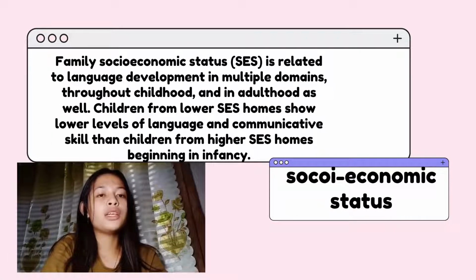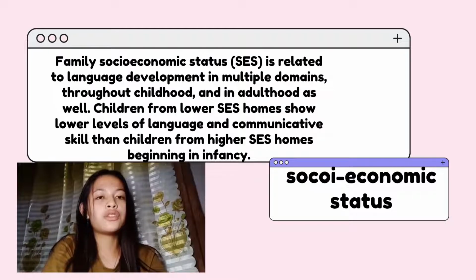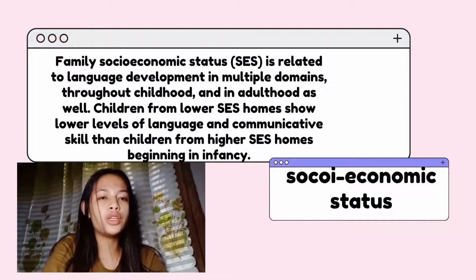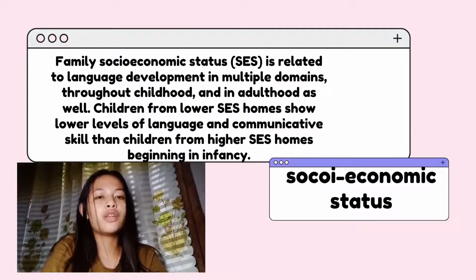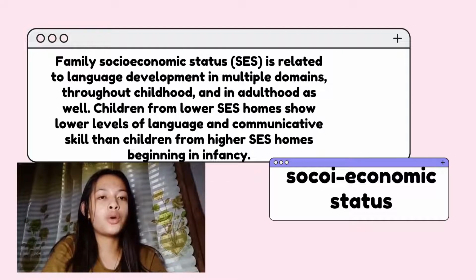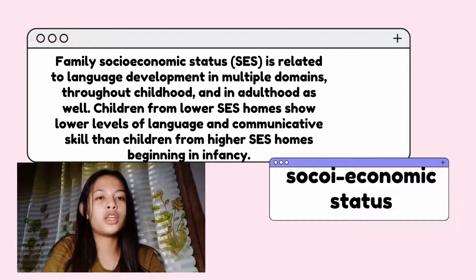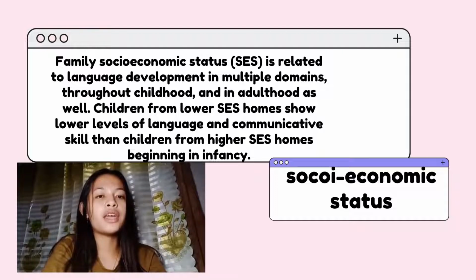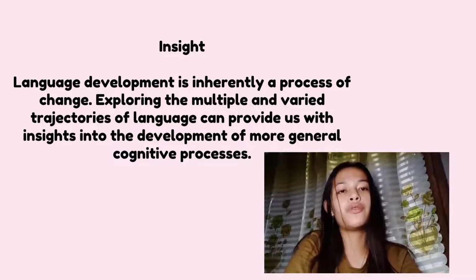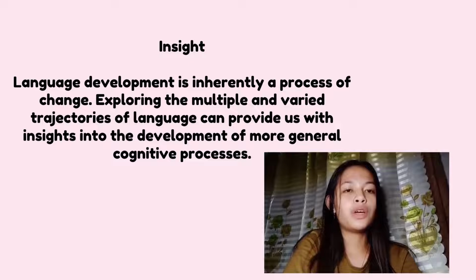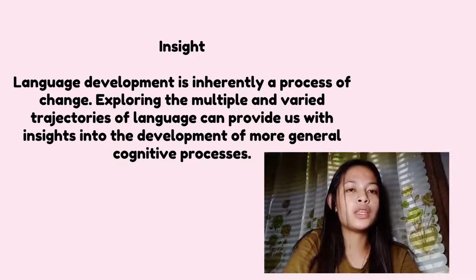Socio-economic status. Family socio-economic status is related to language development in multiple domains throughout childhood and in adulthood as well. Children from lower SES homes show lower levels of language and communication skills than children from higher SES homes beginning in infancy. The insight of language development is that it is inherently a process of change. Exploring the multiple and varied trajectories of language can provide us with insights into the development of more general cognitive processes.